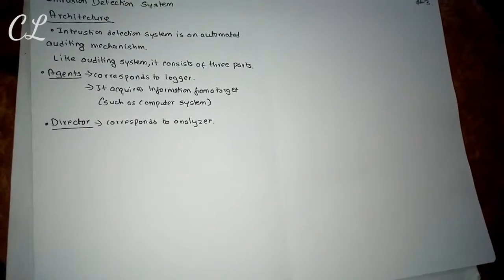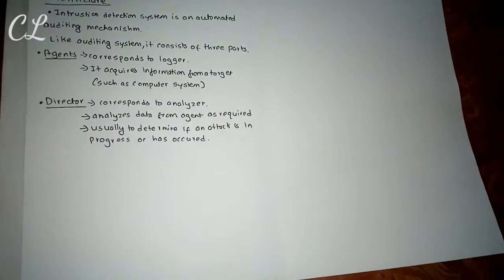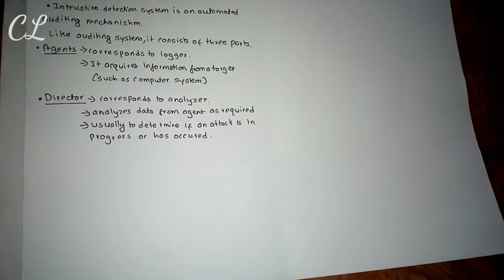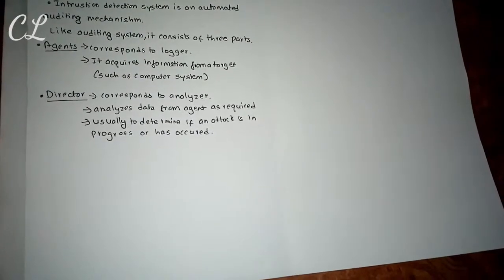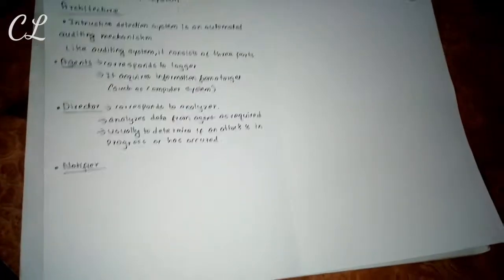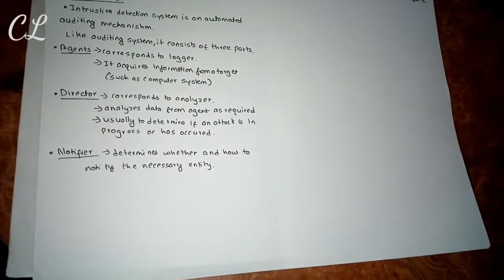The second part of the architecture is the detector, which corresponds to an analyzer. It analyzes data from the agent as required, usually to determine if an attack is in progress or has occurred. The detector then passes the information to the notifier. The notifier determines whether and how to notify the necessary entity.